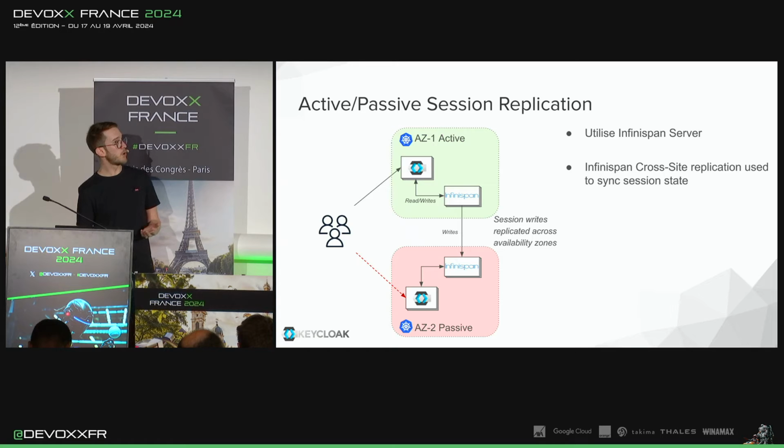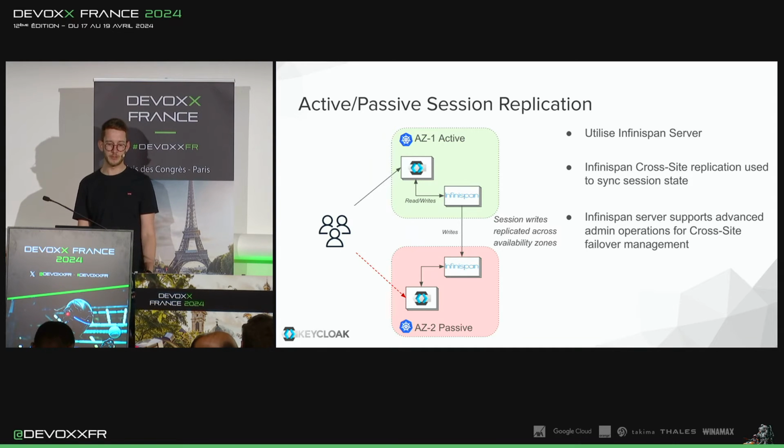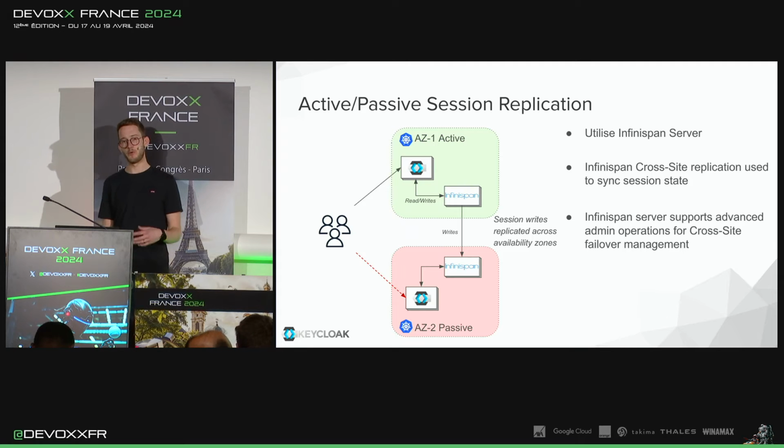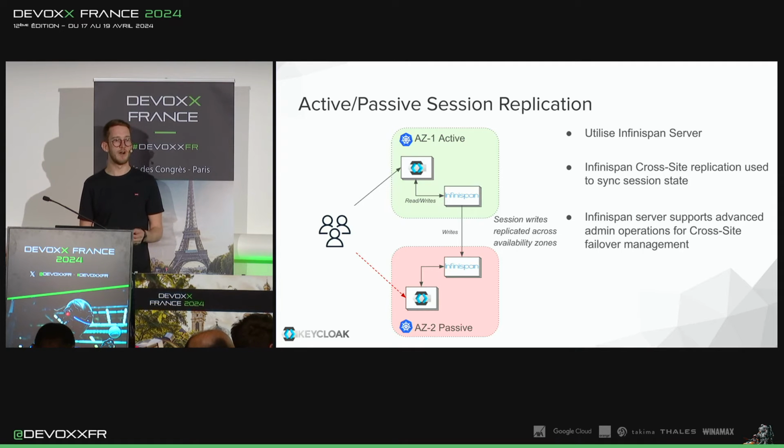The reason this is important is that when the Keycloak user gets a response, they can be safe and assured that their data is replicated on both the active and the passive site. So if the active site goes down, their session data is safe. And we need the Infinispan server because it provides much more advanced capabilities around this cross-site feature, which is important for DevOps or your SRE teams for managing this in a production environment.